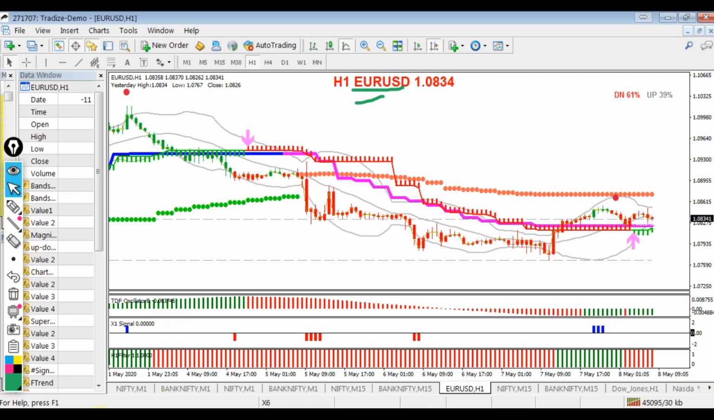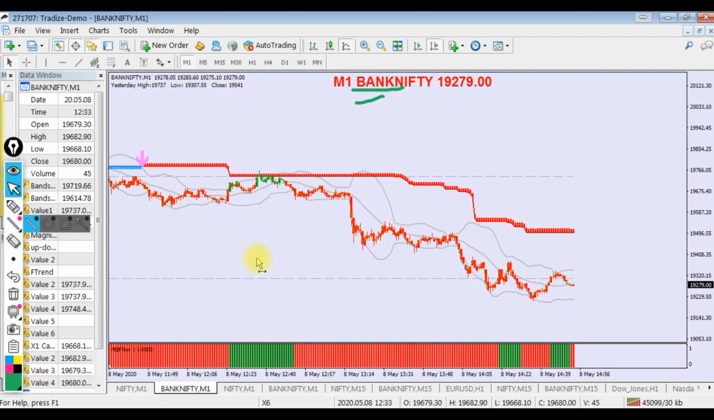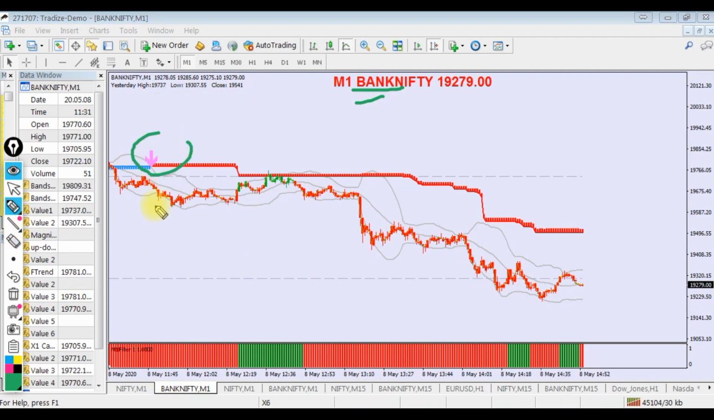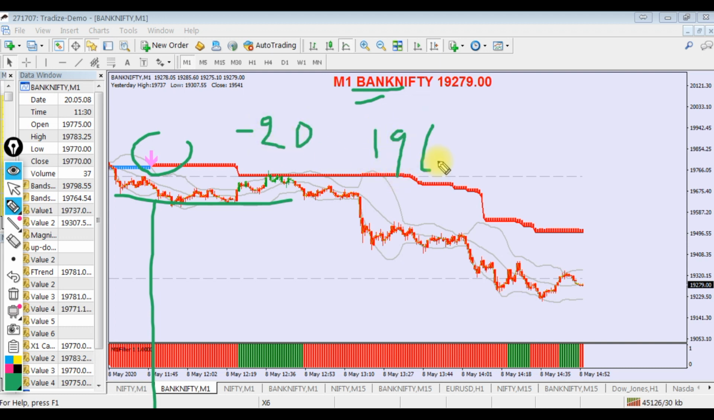You can see here the 1 minute chart of Banknifty. You got a sell signal here, and you can see the filter is red here, candles are red, so you should have sold here. So let me see the level here. This is 19,714, so you should have deducted 20 rupees there. So around 19,690 you sold, and we closed at 19,279.